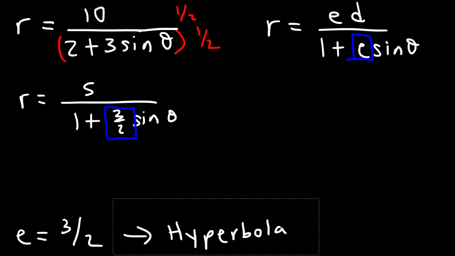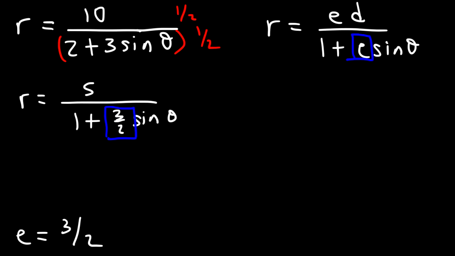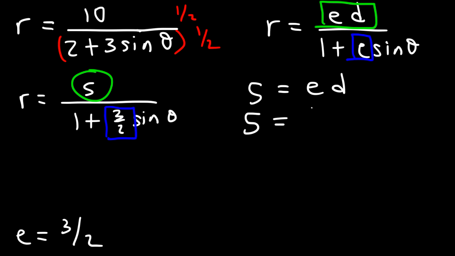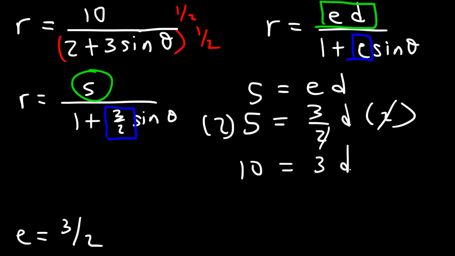Now, what is the value of d? In this form, we can see that ed is equal to 5. And we know that e is 3 over 2. So let's multiply both sides by 2. 2 times 5 is 10. So 10 is equal to 3d. And then let's divide by 3. So d is 10 over 3.